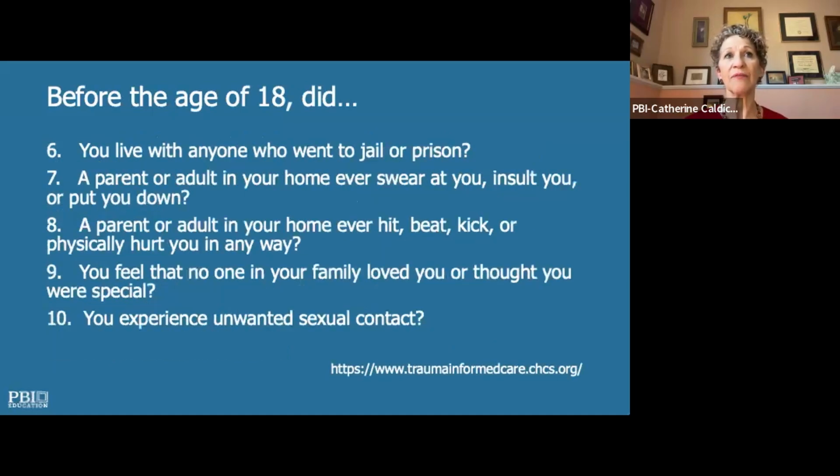So those are the first 5, here are the second 5. And so a person's ACE score is the total number of checked or positive responses. And you might find that you have some positives on this questionnaire.